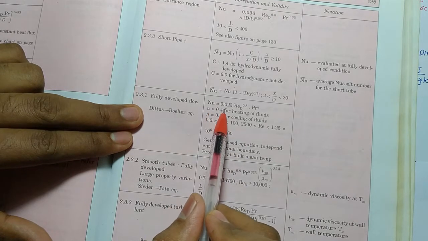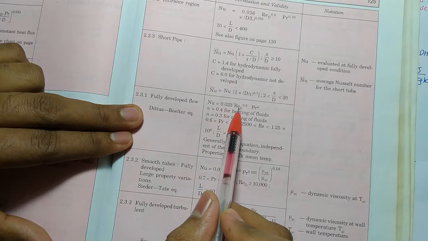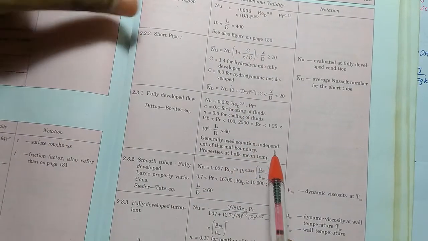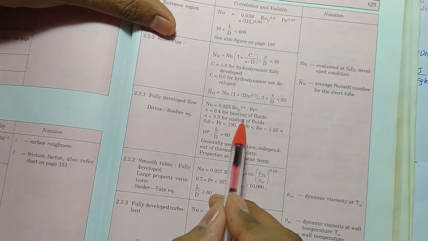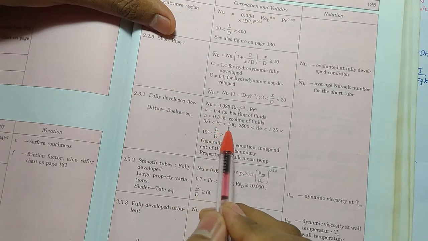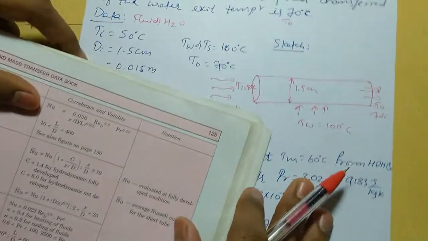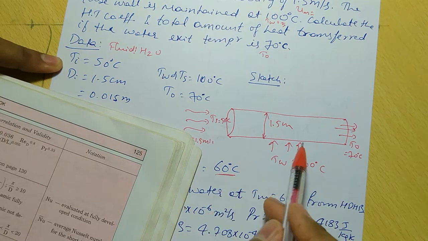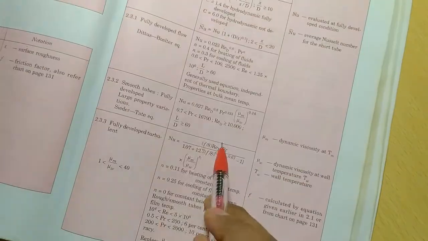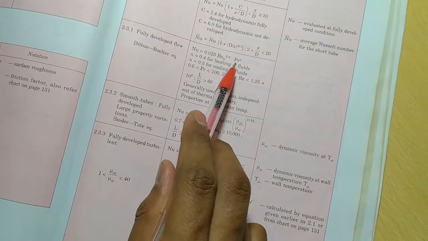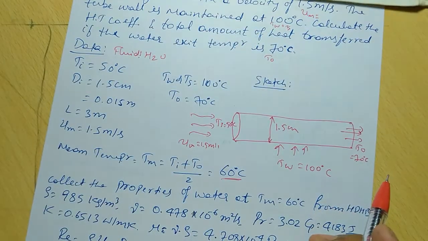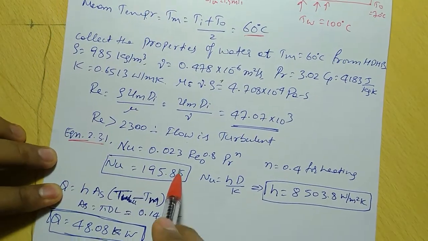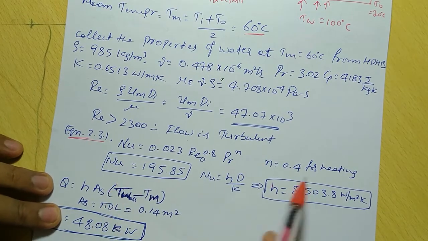This is the equation. Nusselt number equals 0.023 Reynolds to the power 0.8 Pr to the power n, where n equals 0.4 for heating of fluids and n equals 0.3 for cooling of fluids. In our problem, the fluid enters at 50 degrees centigrade and leaves at 70 degrees centigrade, so the fluid is heated. Therefore the n value becomes 0.4 for Pr to the power n. The same thing I have taken here, equation 2.3.1, with n equals 0.4 for heating.